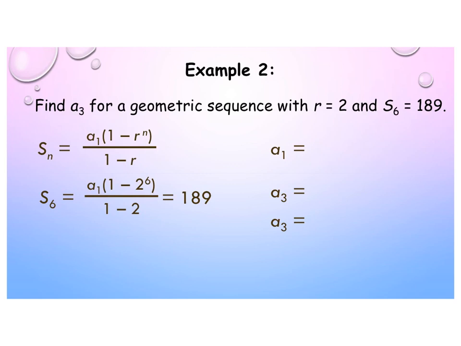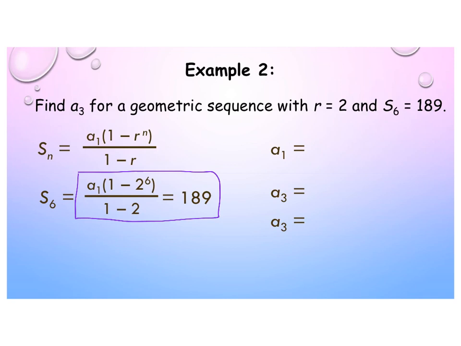Now, find a sub 3 for a geometric sequence with an r of 2 and an S sub 6 of 189. So we plug all that in, we put it into our formula, and now we solve for a sub 1. We know what r is, so we can find a sub 2 and then a sub 3. So we just need a sub 1. So I'm going to use this equation right there.